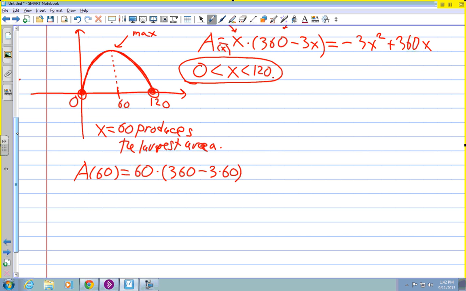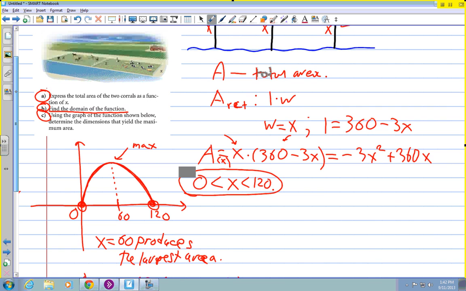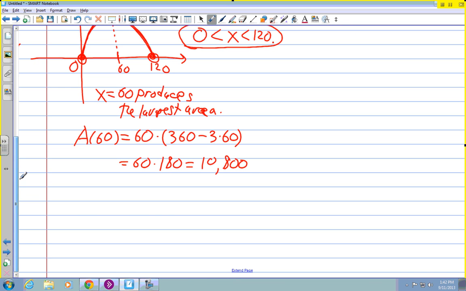So this is 60 times 180. That's 10,800. Are we in feet? Yards. We're in yards. 10,800 square yards. So that's the area.